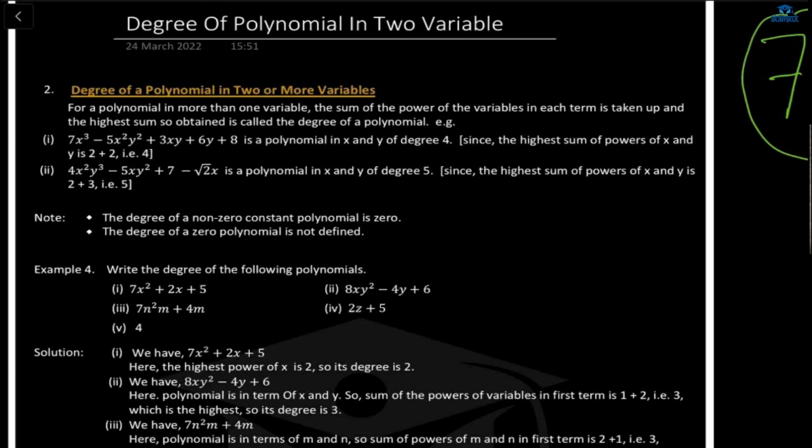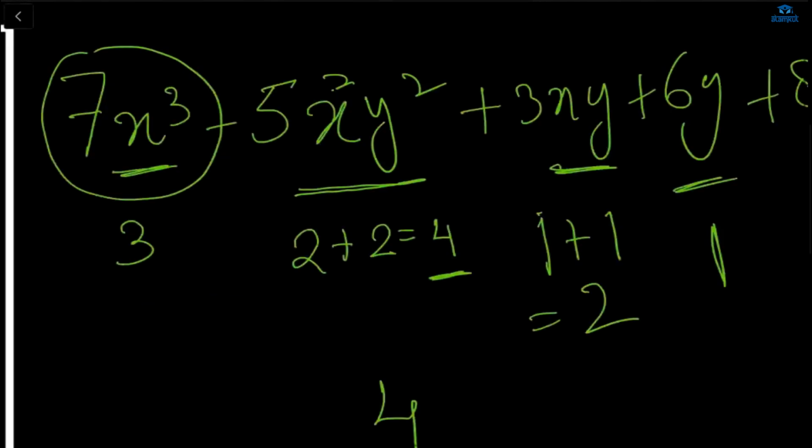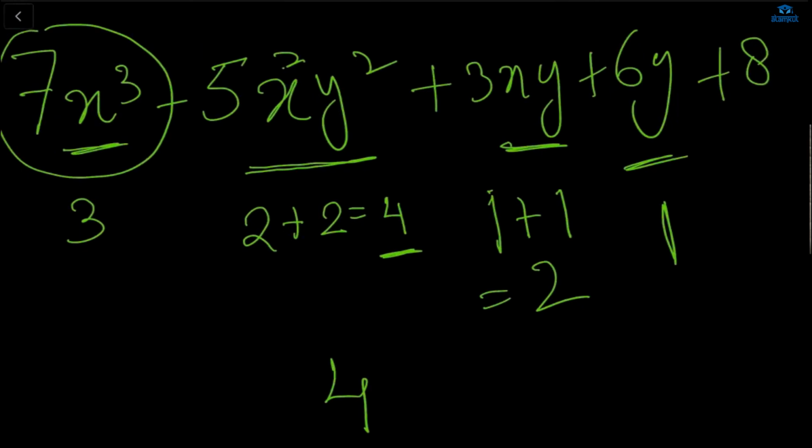Ma'am, I understood the case of one variable. I'm not understanding for the second, two variables. Okay. So, this first case is one variable. Now, second case is two or more variables. For example, x and y is there, x and z is there, or in fact, x, y, z is here. Okay. So, when the polynomial is in more than one variable, then what you have to do for each term, you have to add the power.